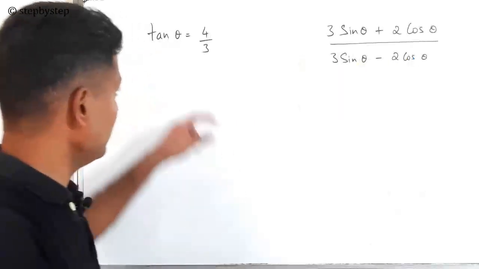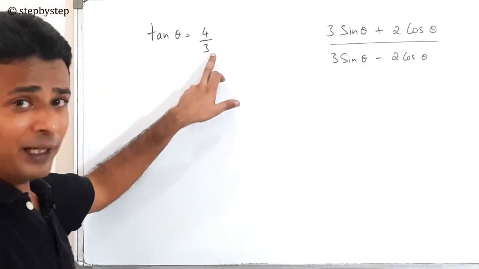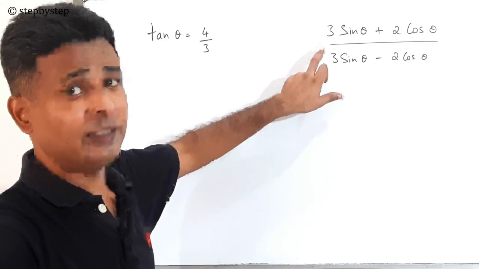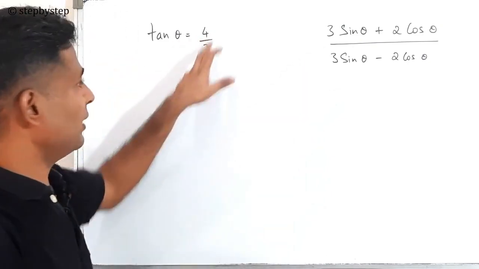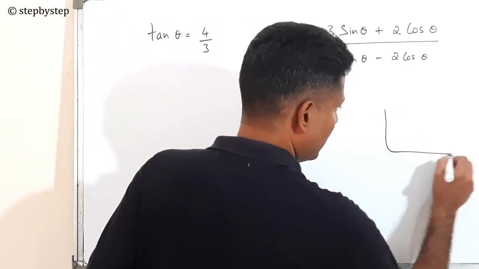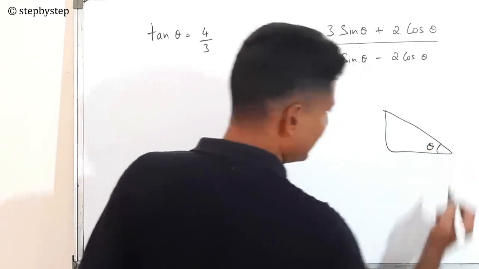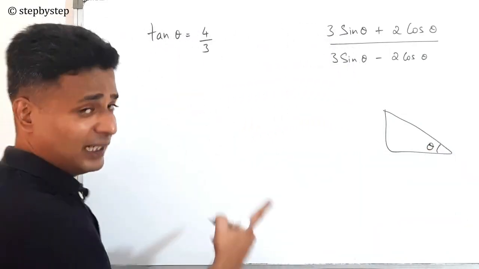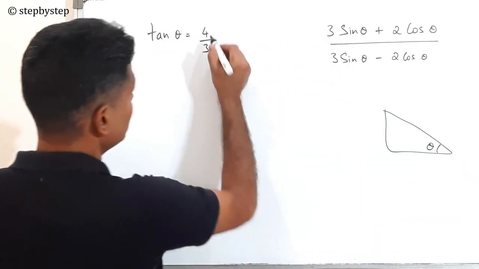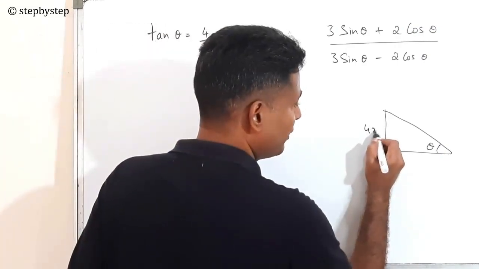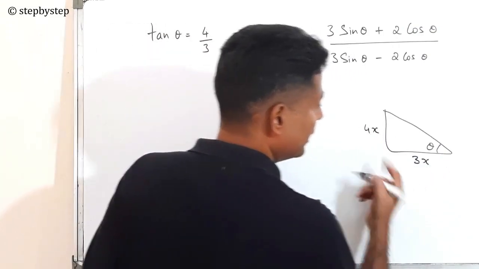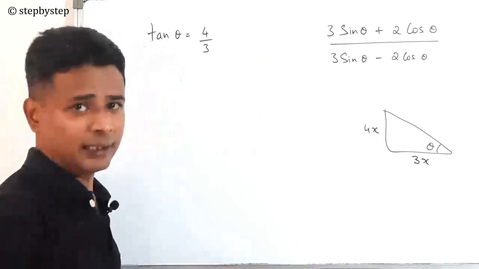The second question, they have given us tan theta equal to 4 by 3 and they have asked us to evaluate this. Now again they have given us tan theta, so we'll draw the right angle triangle. I'll mark this as theta. So tan theta is opposite by adjacent. So 4 by 3, so opposite 4 and adjacent 3. So don't forget to write 4x and 3x.